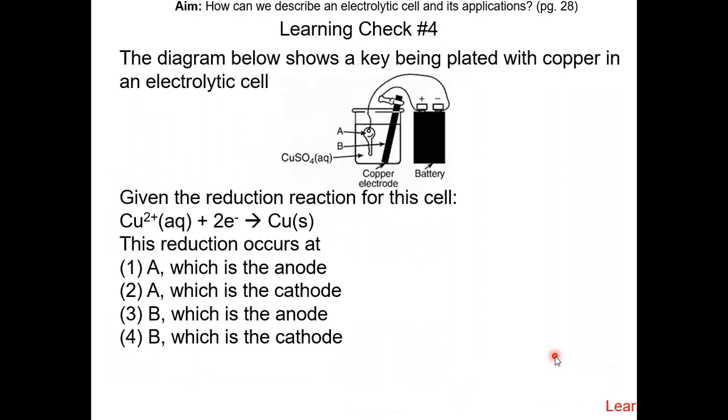Learning check number 4. The diagram below shows a key being plated with copper in an electrolytic cell. Given the reduction reaction for the cell, this reduction reaction occurs at what? Pause the video, resume as completed. Reduction occurs at the cathode, which is the key, which is A. The answer is choice 2.